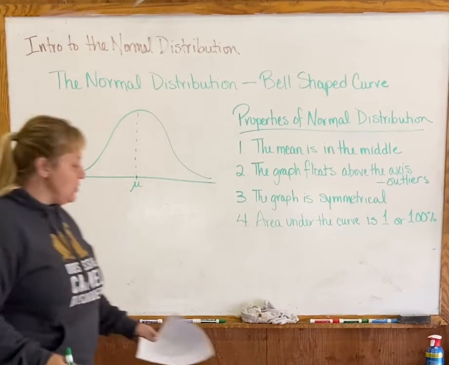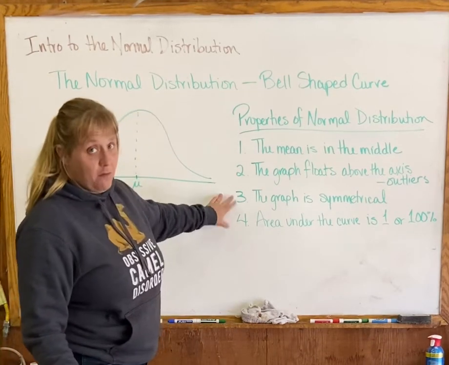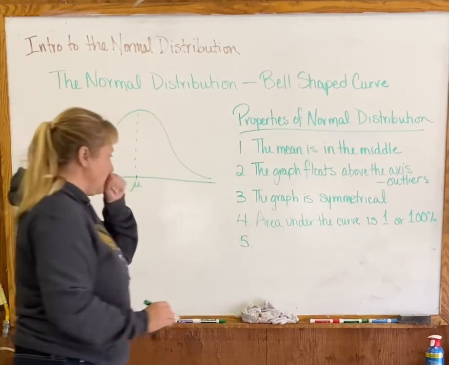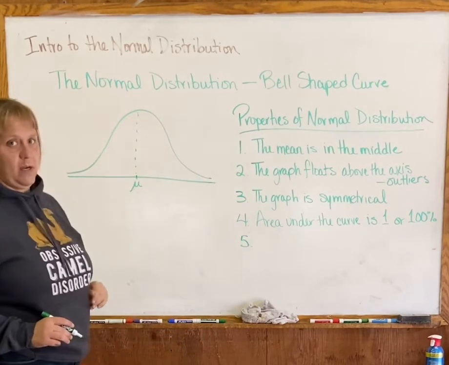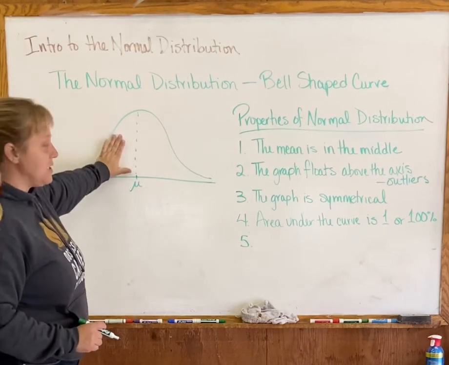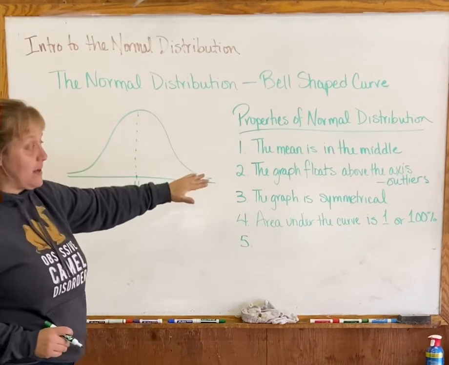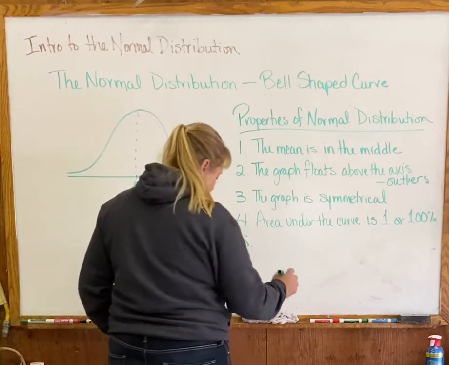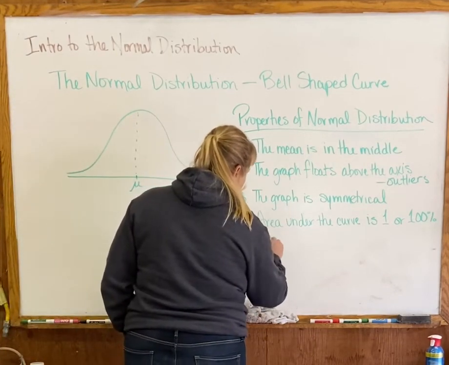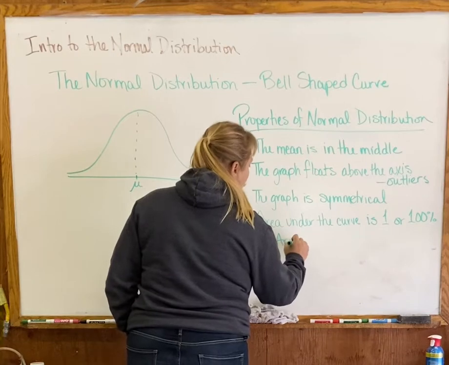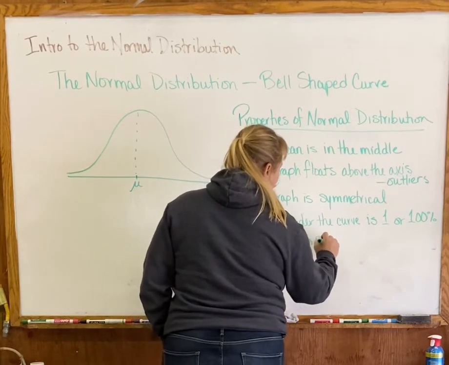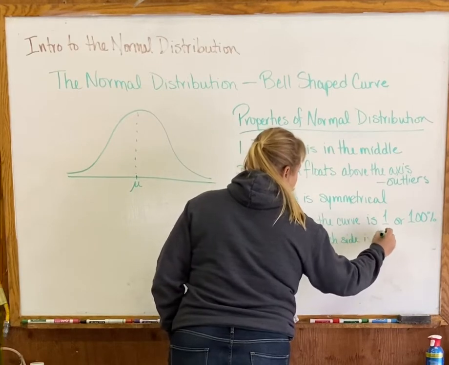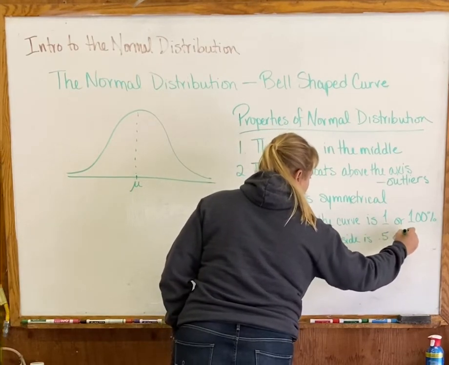And then using these two guys together, 3 and 4, one thing that does come in handy for us is that if the whole curve is 100%, if we're just looking at half of the curve, since it's symmetrical, that should be 0.5 or 50%, right? The area to each side is 0.5 or 50%.